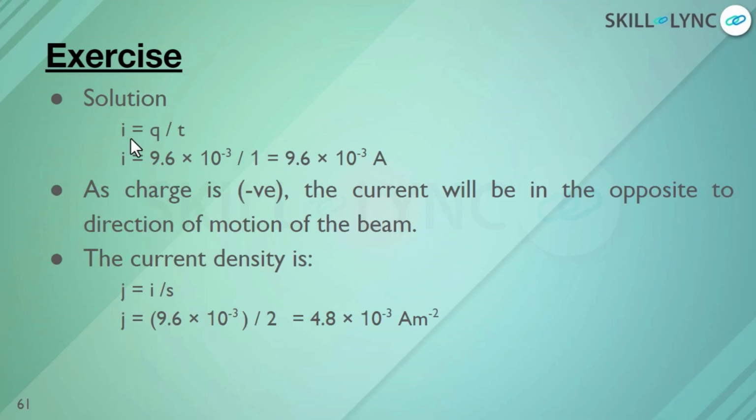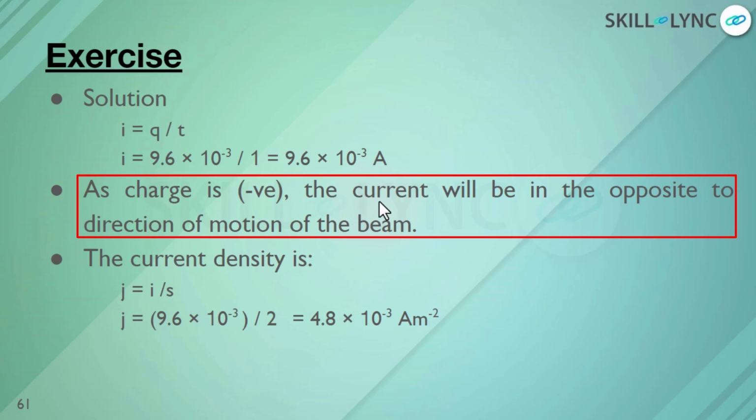Further, we need to find out the current. Current can be written as I = Q/T, where Q is the total charge passing through the area and T is the time at which this charge is passing through. Here we have considered time as 1 second, as given in the question. Therefore, I = 9.6 × 10^-3 divided by 1. Thus, the current flowing through the area is 9.6 × 10^-3 ampere. As the charge is negative, the current will be in the direction opposite to the motion of the beam.